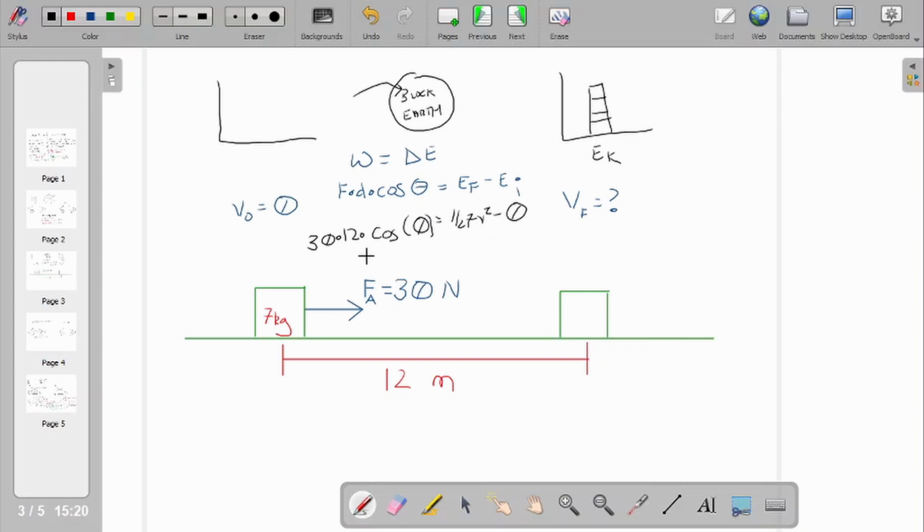30 times 12 is 360. Cosine of 0 is 1, so 360 times 1 equals 1/2 times 7, which is 3.5, times v squared minus 0. Anything minus 0 is still that same number. Divide the 3.5 to the other side, I get v squared equals 102.86. Take the square root to get the v by itself, and I get the final v over here is 10.14 meters per second. And that's it.